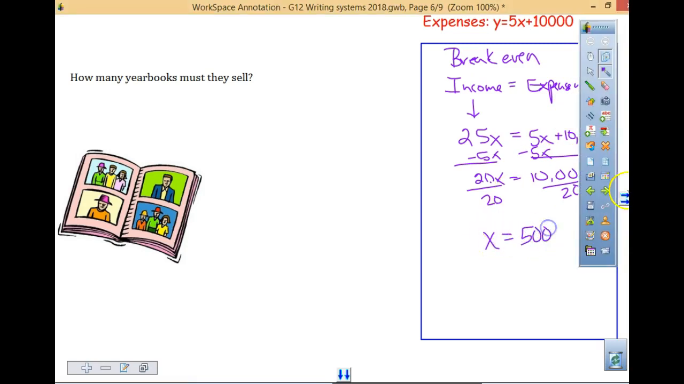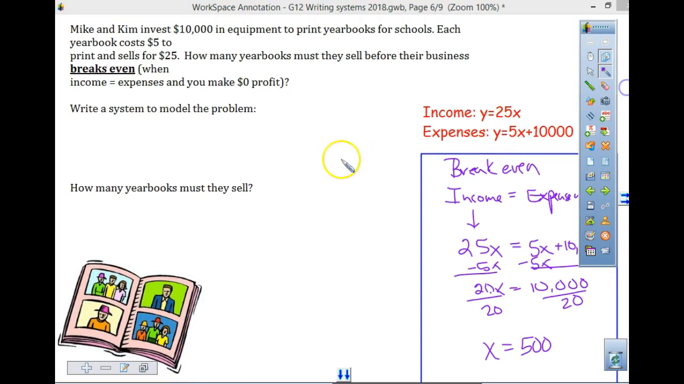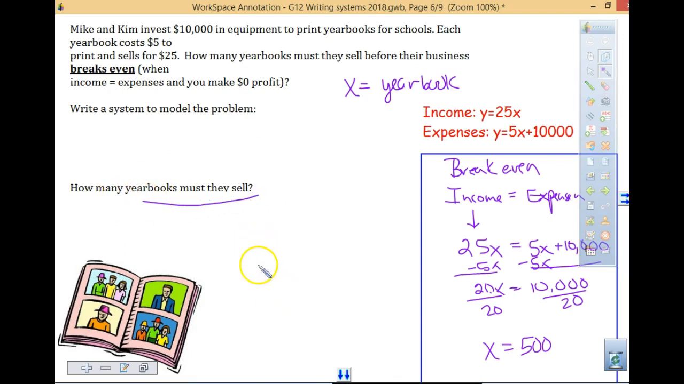500. What was the x? What do you think the x stands for in this problem? X is our what? Yearbooks. So the question said, how many yearbooks must you sell? Do we have to find out how much the cost is going to be? We just know that we have to sell 500 yearbooks. You do not have to solve in this case for what that cost is going to be. We just need to know how many yearbooks.